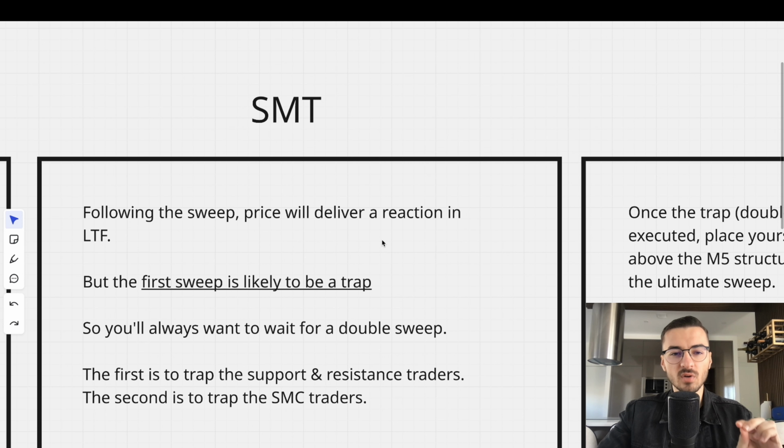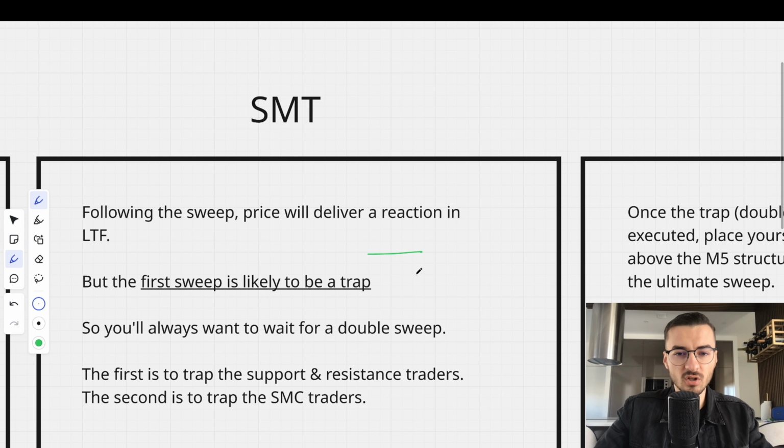Because once we sweep the liquidity, price will deliver a reaction in the lower time frame. So say you have your liquidity, price sweeps it, and it delivers a reaction. And what this is gonna do is incentivize SMC traders to jump in, as we just swept the liquidity and people got trapped. The thing is that over 90% of people must be trapped in the markets, okay? And 90% are not just trading support resistance. These days, a lot of people are trading SMC and ICT.